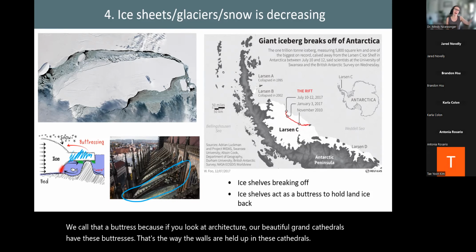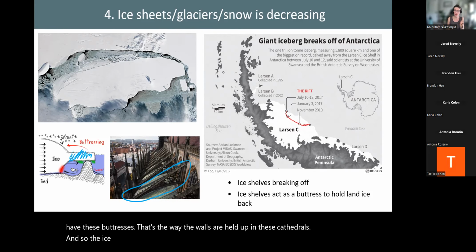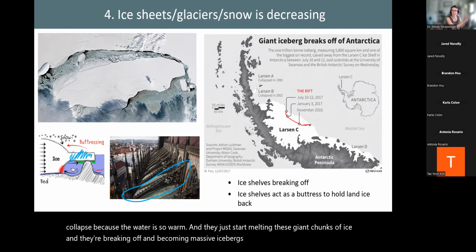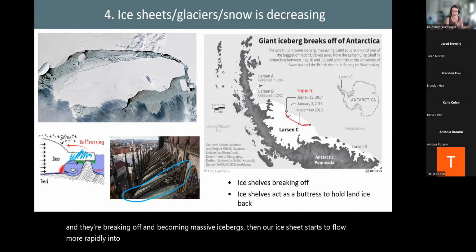And so the ice shelf, what's in the water, is holding back the ice sheet. When these start to collapse because the water is so warm and they start melting these giant chunks of ice and they're breaking off and becoming massive icebergs, then our ice sheet starts to flow more rapidly into the water. And that is contributing to sea level rise.